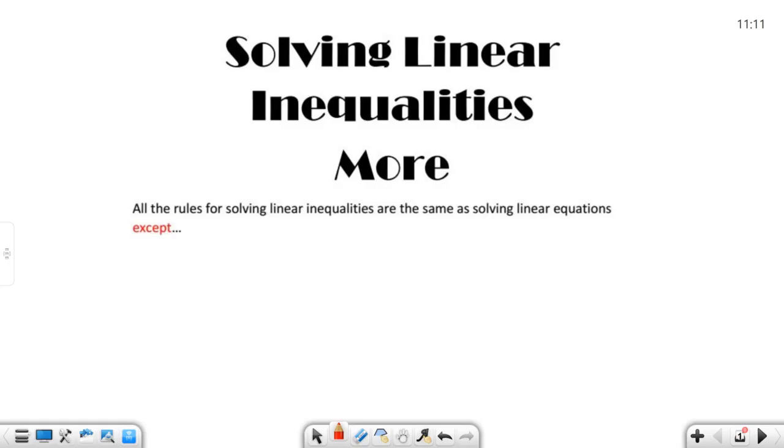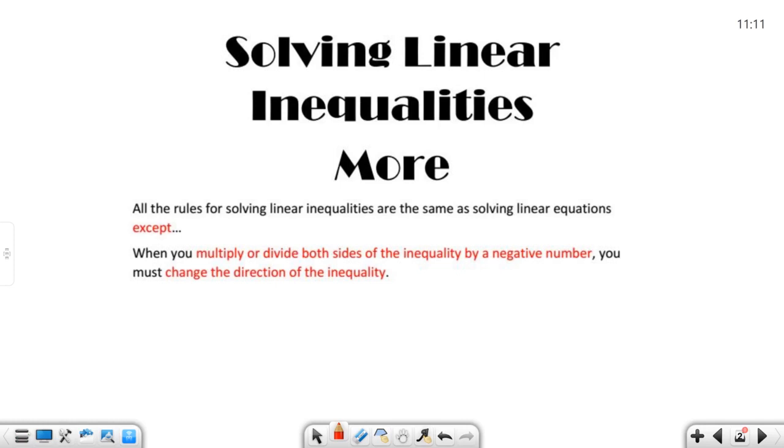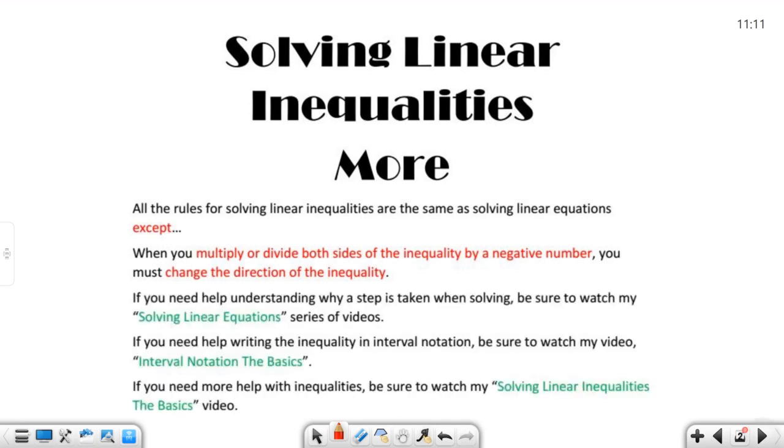Solving linear inequalities, more. All the rules for solving linear inequalities are the same as solving linear equations, except when you multiply or divide both sides. That's huge. Not if it's already there and you're distributing. If you multiply or divide both sides of the inequality by a negative number, then you must change the direction of your inequality, meaning if it's less than, it becomes greater than, and vice versa.